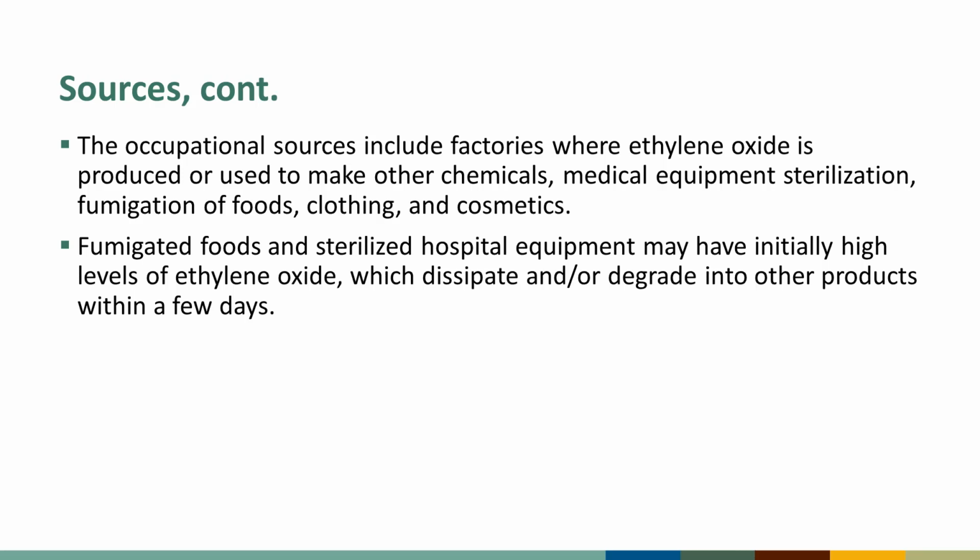Occupational sources include factories where ETO is produced or used to make other chemicals, and facilities performing medical device sterilization or fumigation of foods, clothing, and cosmetics. Some foods and consumer products retain ethylene oxide after fumigation. Fumigated foods and sterilized hospital equipment may have initially high levels of ETO, which dissipate and/or degrade into other products within a few days.